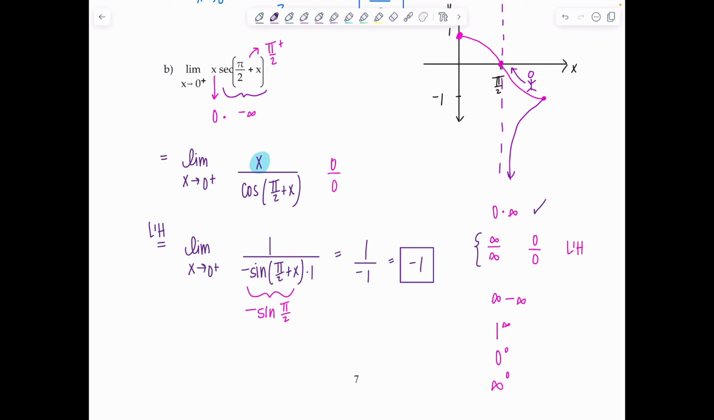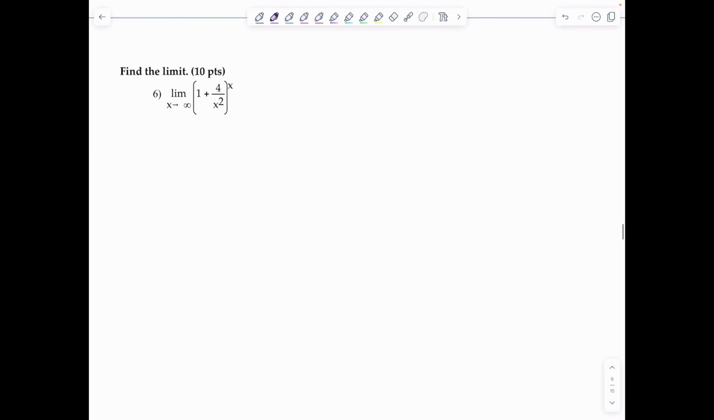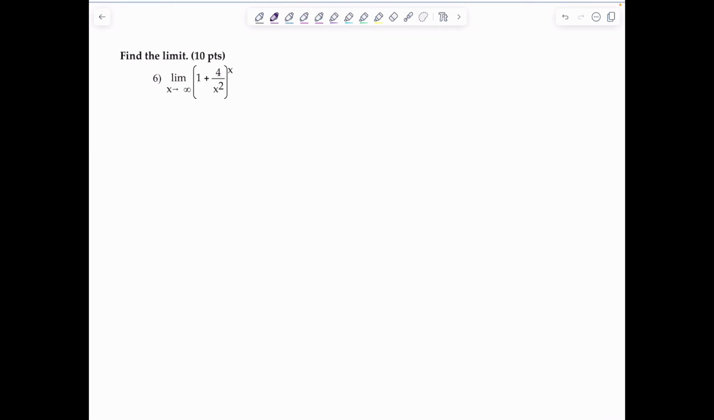Now, we did an indeterminate form that was 0 times infinity. We've done some like this. Now we're going to look in the next problem at indeterminate powers. So find the following limit. The limit as x goes to infinity of 1 plus 4 over x squared, to the x.